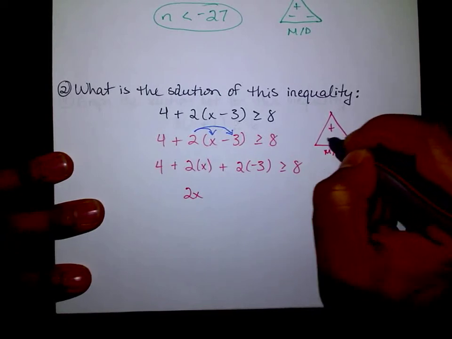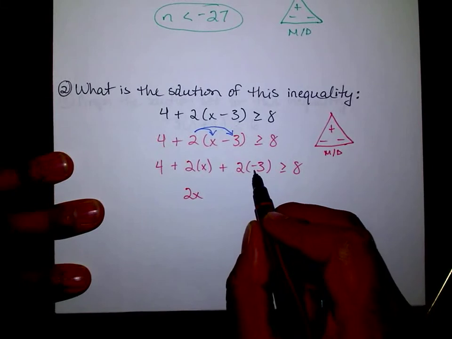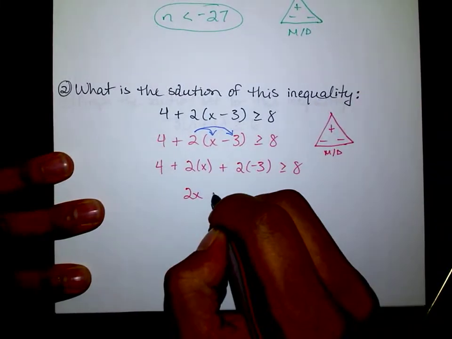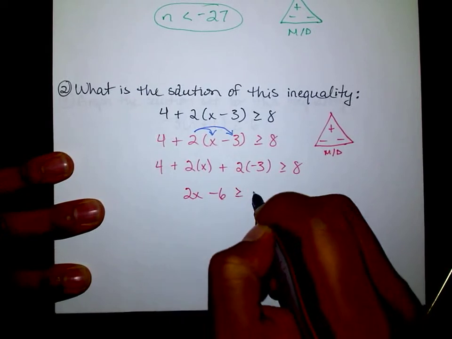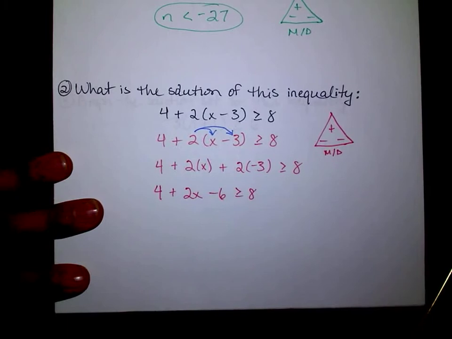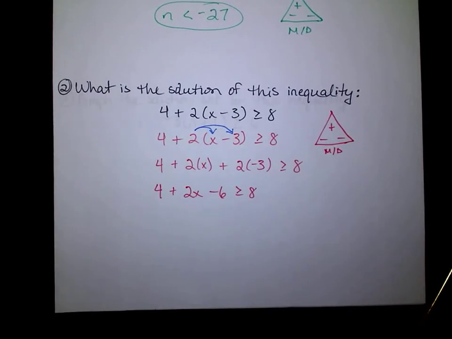Multiplication and division, positive and negatives. A positive 2 times a negative 3 is going to be a negative, and 2 times 3 is 6, so negative 6. Alright. And now, from here, we're going to go ahead and combine our like terms.